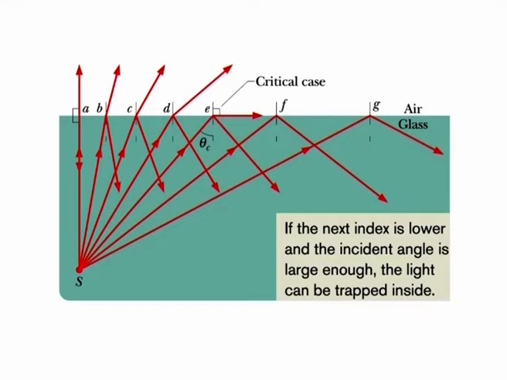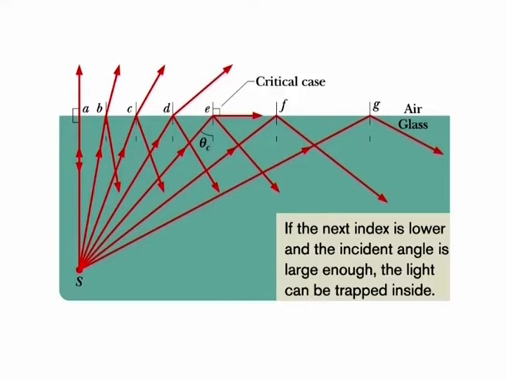For ray A, which is perpendicular to the surface, part of the light reflects at the interface and the rest travels through it with no change in direction. For rays B through E, which have progressively larger angles of incidence at the interface, there are also both reflection and refraction at the interface. As the angle of incidence increases, the angle of refraction increases. For ray E, it is 90 degrees, which means that the refracted ray points directly along the interface.